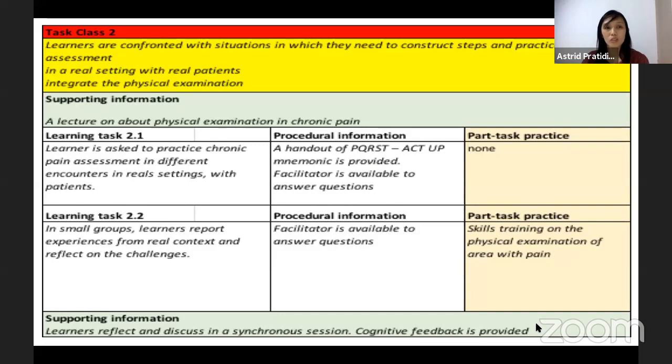In the task class 2, we will make some changes. First, we will increase the complexity by making it a real setting with real patients and integrating the physical examination. And you can also provide supporting information related to this task class, that is a lecture about physical examination and chronic pain. And also we will have 2 learning tasks in this task class, and we will provide part task practice. Now we will go to see it in more detail.